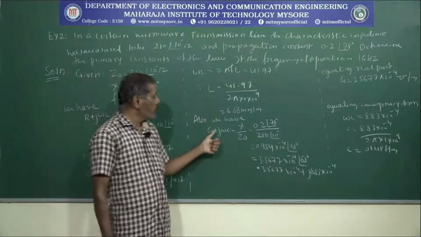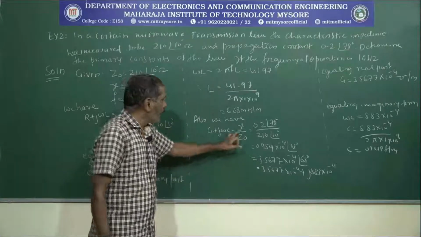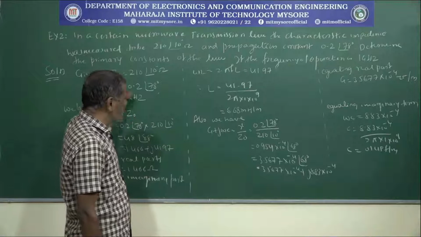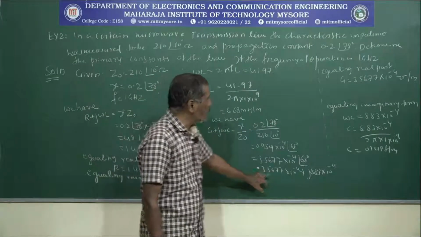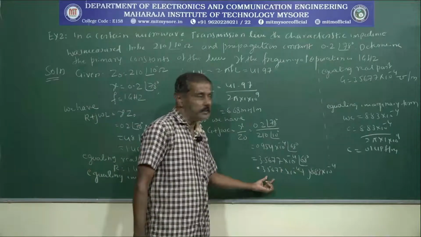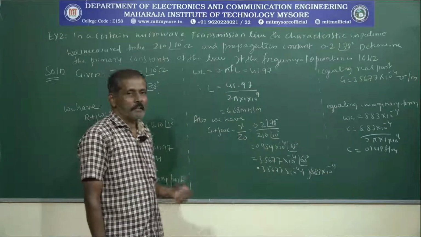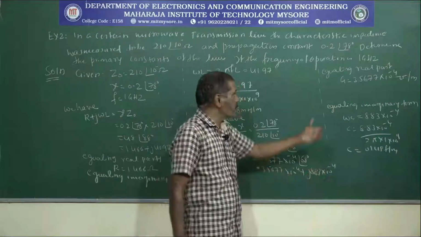Next, you also know that G plus j omega C is equal to gamma divided by Z0. Here you know the values of gamma and Z0, so substitute the values and simplify this. We are going to get these particular values. Once you get these values, once again equate the real terms and the imaginary terms. So, this is my real term and this is my imaginary term.